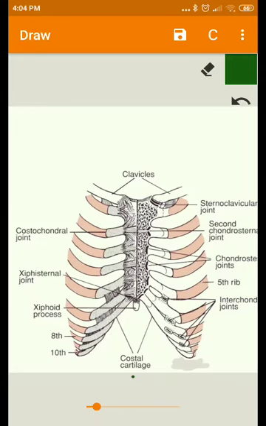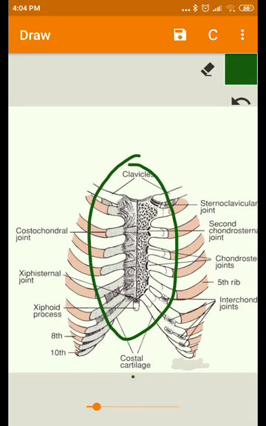Now we will see the other joints, that is the costochondral joint, chondrosternal joint, as well as the interchondral joints. So I have already mentioned in the previous videos, these are the joints present on the anterior aspect of the rib cage, isn't it? Okay.